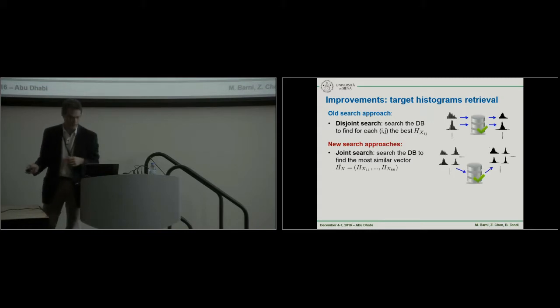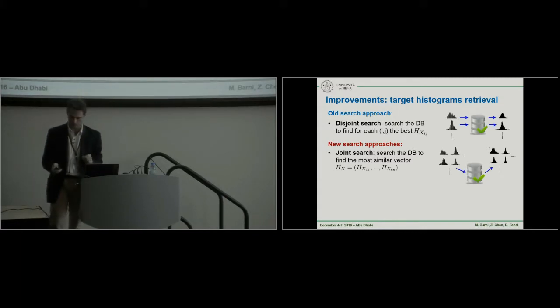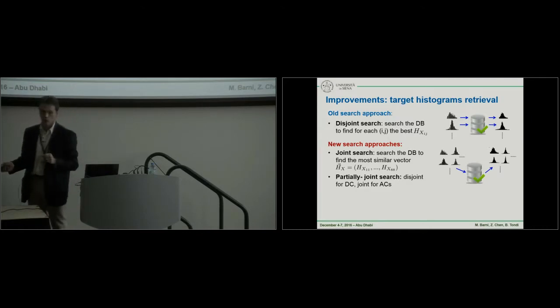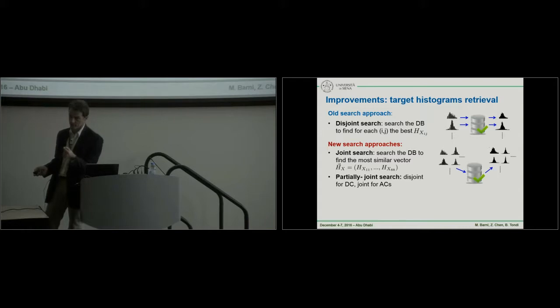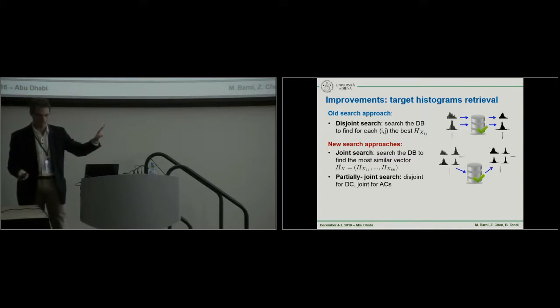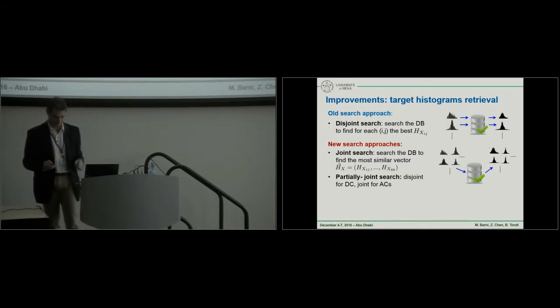So we propose here to run a joint search. We look not only for single histograms, but for the whole vector of histograms to be as close as possible. We also introduce a kind of hybrid approach where the DC histogram is searched for independently, and then all the other AC histograms are looked for jointly.